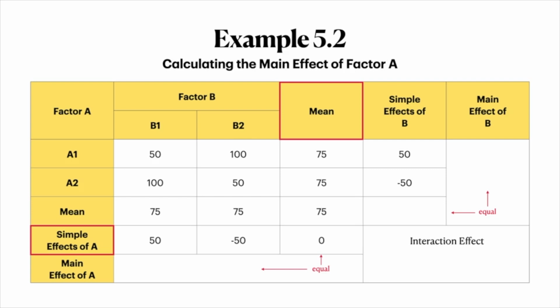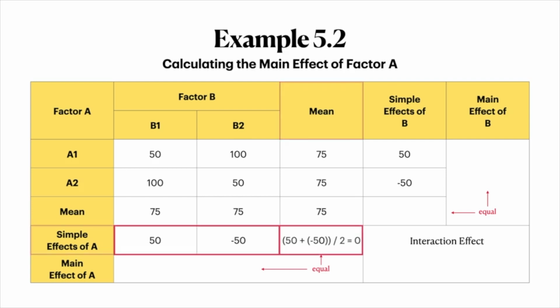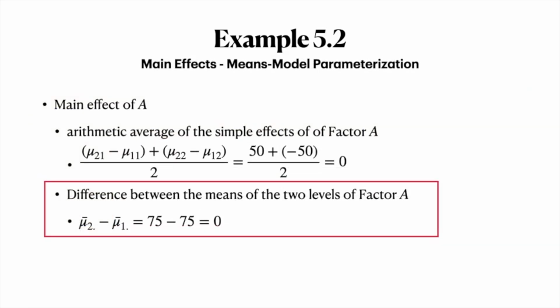All right, and so in the context of the table, we can demonstrate this calculation by calculating the arithmetic average of the simple effects of A. And so we're going to calculate the arithmetic average of 50 and negative 50, and again, that gives us 0. We can also calculate the main effect of A as the difference between the means of the two levels of factor A. So mu bar 2 dot minus mu bar 1 dot. All right, and so that would be the difference between the row means for A2 and A1. So 75 minus 75, that gives us 0.